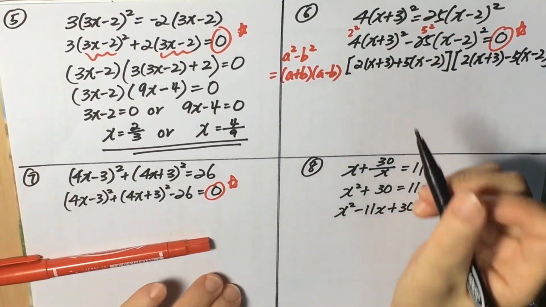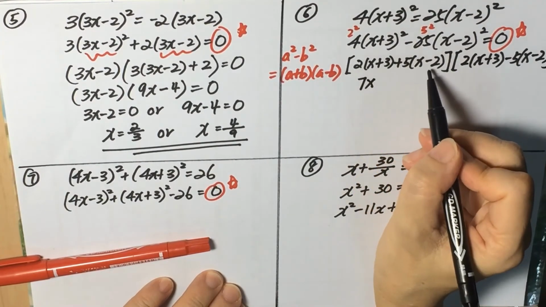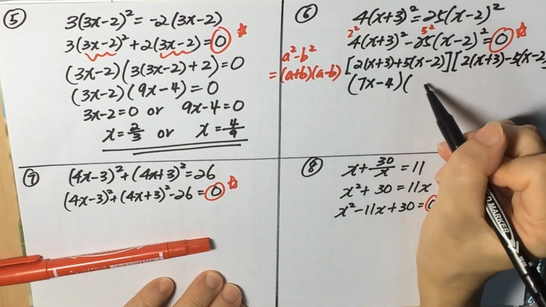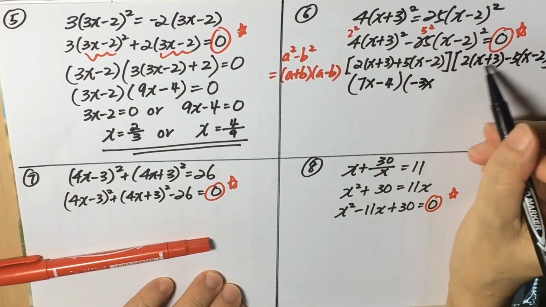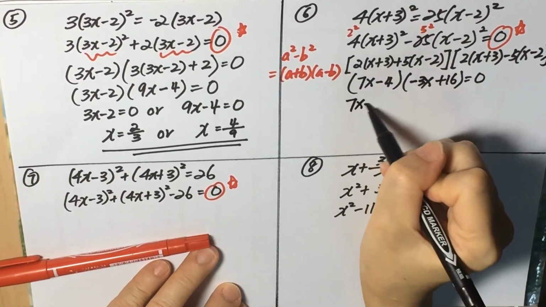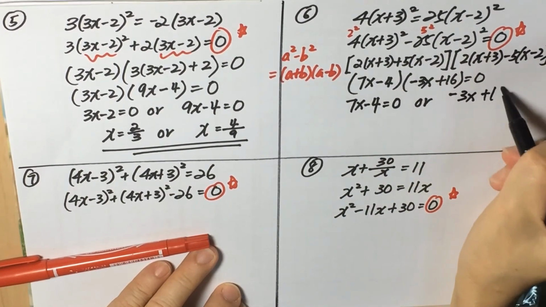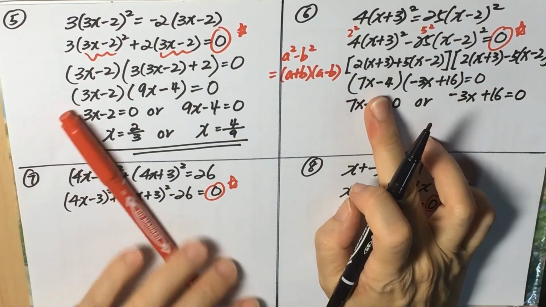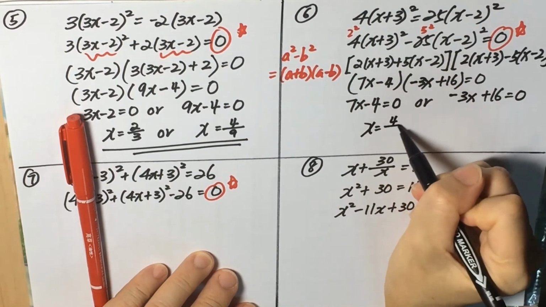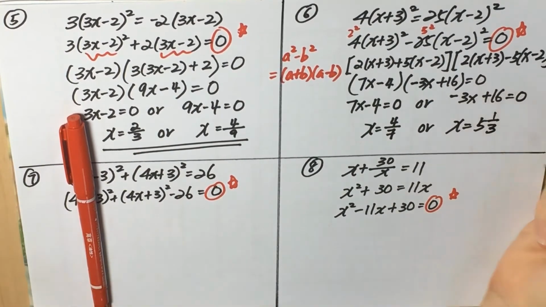Simplify. 2x and 5x together is 7x. 6 minus 10 is negative 4. Then 2x minus 5x is negative 3x. 6 plus 10 is 16. So we have 7x minus 4 equals 0, or negative 3x plus 16 equals 0. We apply the factor law: product of 2 equals 0, either one of them must be 0. So x is equal to 4/7, or x is equal to 5 and 1/3.